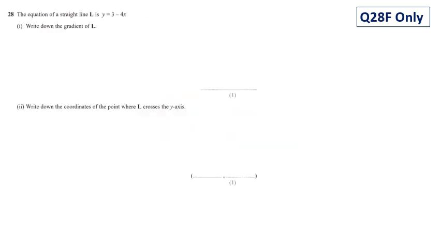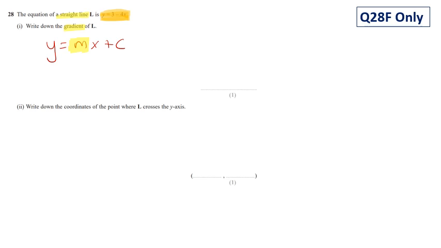Okay, so question 28. The equation of a straight line L is y equals 3 minus 4x. Write down the gradient of L. So we know from the question that we have a straight line, and the characteristic equation of a straight line is y equals mx plus c. The gradient is represented by this letter m in front of the x. Now if we compare that to the equation that we have in the question, we notice that it's written the other way around.